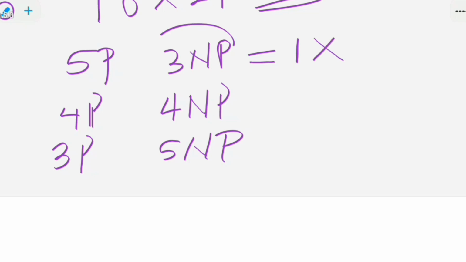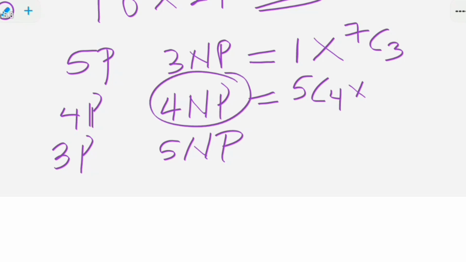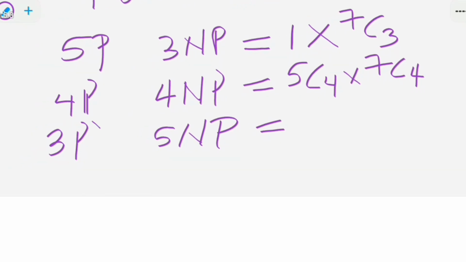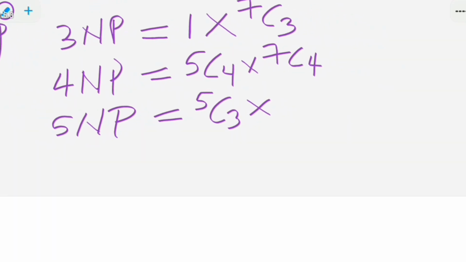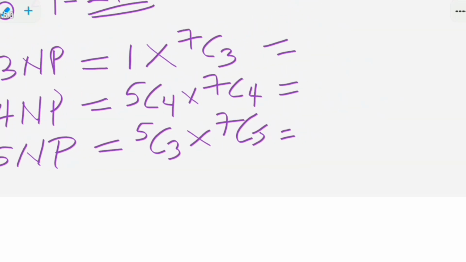Then the next one is, you have 7 non-prefects, so that will be 7C3. Then come to this one. You have 5 prefects and you want to pick 4. That will be 5C4 times 7C4, since there are 7 non-prefects and you want to pick 4. For this one, there are 5 prefects and you want to pick 3. That will be 5C3. Then the next one, there are 7 non-prefects and you want to pick 5, so 7C5. So just use your calculator.